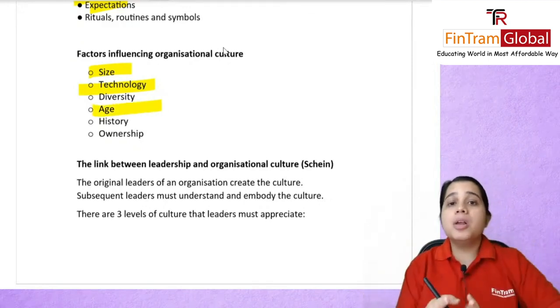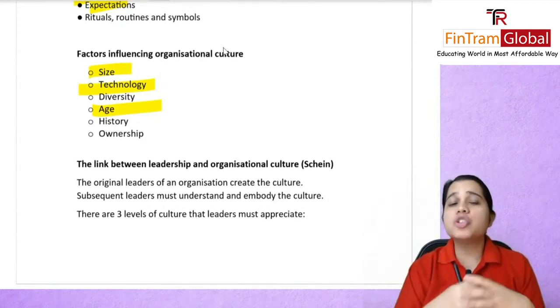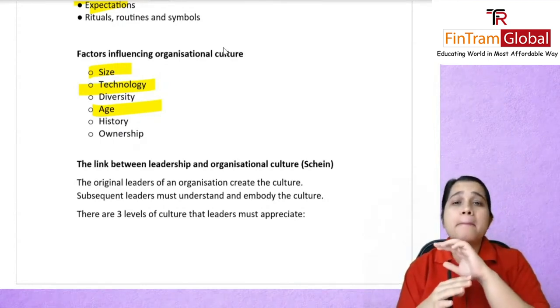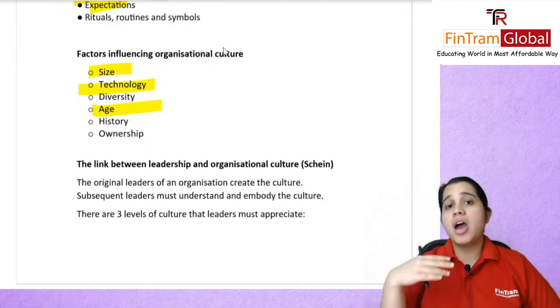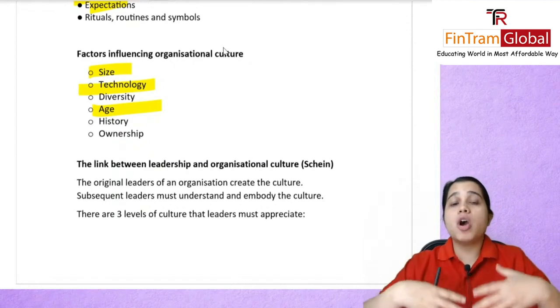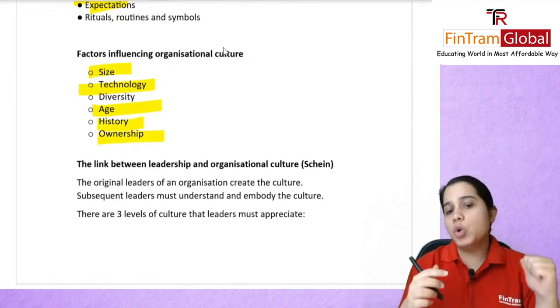Age group: organizations wherein you have people of younger age, probably their culture is going to be completely different from those organizations wherein you have people of a higher age. So maybe you have stricter rules there. Then history and the type of ownership.